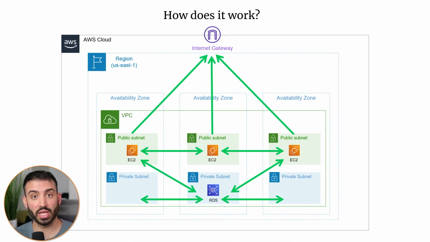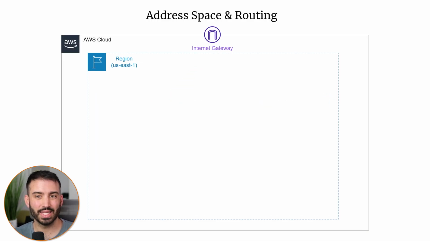So this is kind of just in general how VPCs work. Let's move on now to some of the important concepts that you need to know about. The first one being address space and routing. And this is probably the most confusing part about working with VPCs.